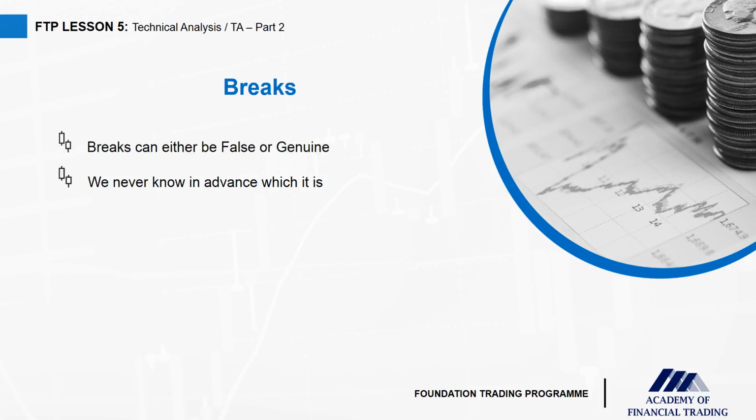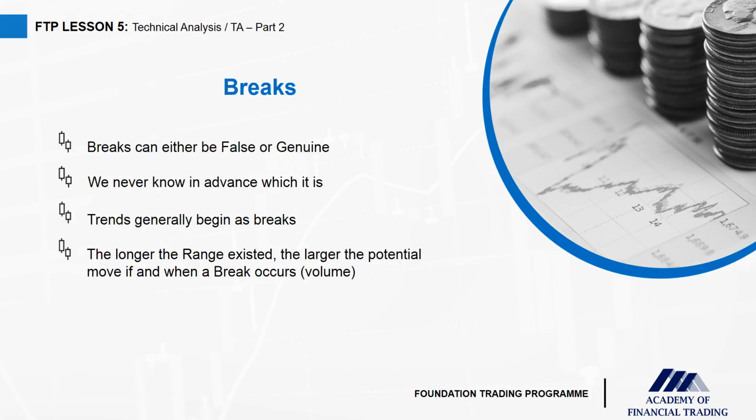So we never know in advance which it is. You can't tell for definite. If we could, that would be fantastic, but we can't. So what we're looking for is trends, because they generally begin as breaks. So we're looking for the breaks, then we're going to put in our buying order or our short order, and we're going to put in our stop loss or our stop profit, because that's what we're looking to do going ahead. We're looking to make smart decisions based on what the market does, not based on our gut feeling.